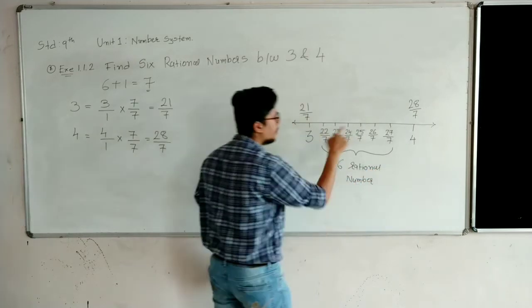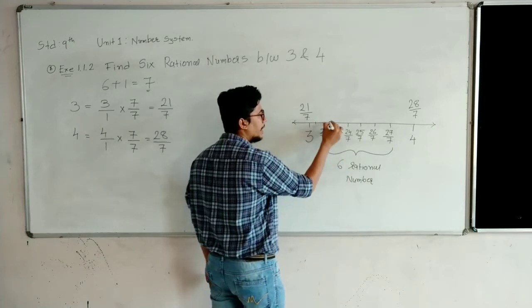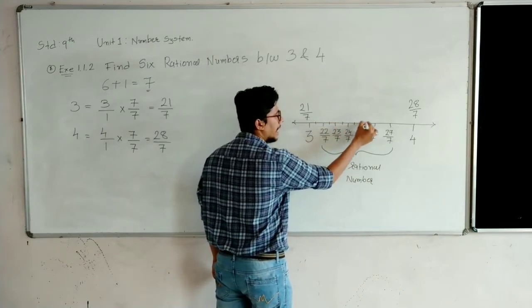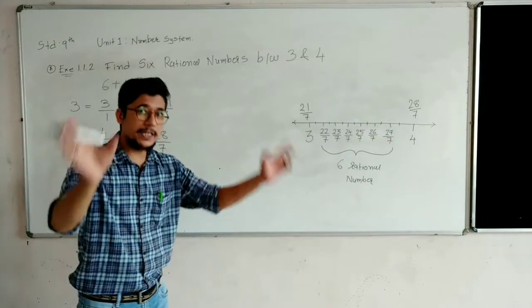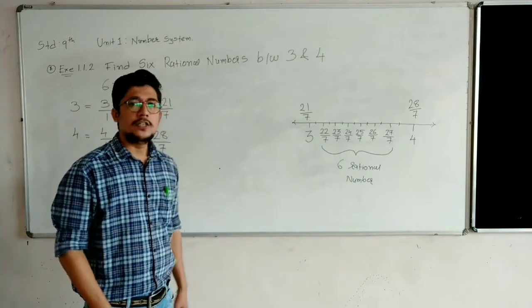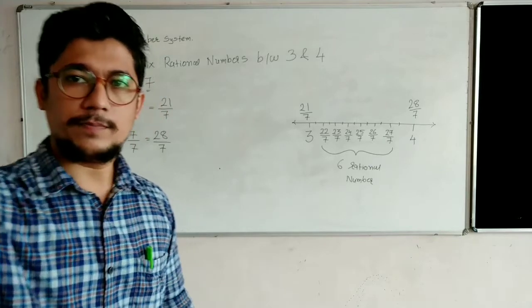Again, all these numbers are equally placed. So we can say all these rational numbers are equidistant. Okay? So we will start the next problem.